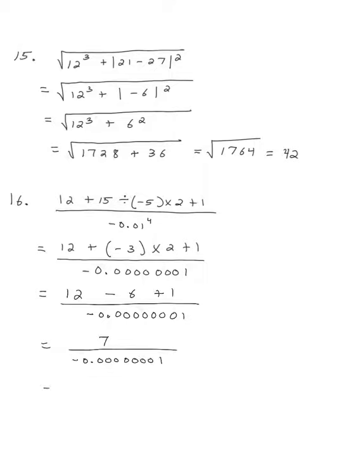Now, that means the whole answer is going to be negative, and it's going to move the decimal point in the numerator 8 places. So you could do this on your calculator if you want to. 1, 2, 3, 4, 5, 6, 7. But the answer is negative 7 followed by 8 zeros.